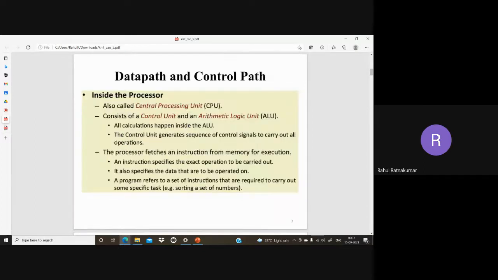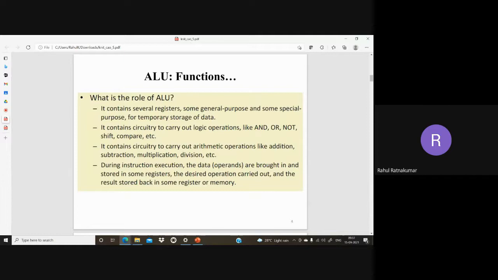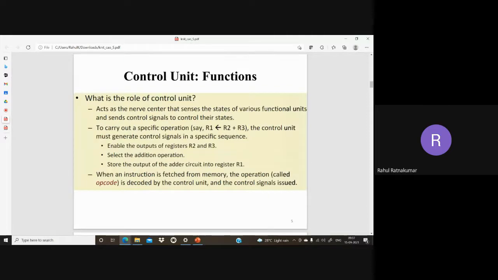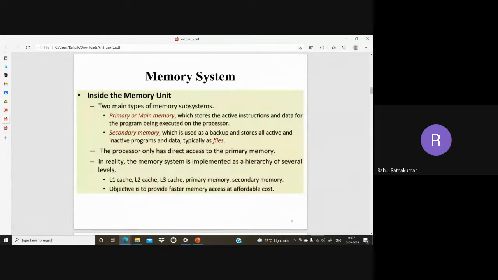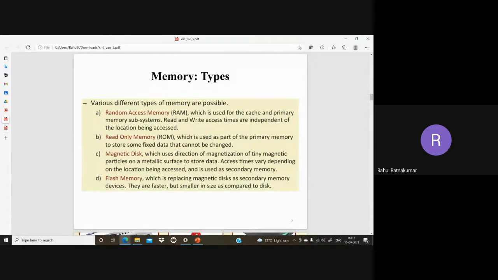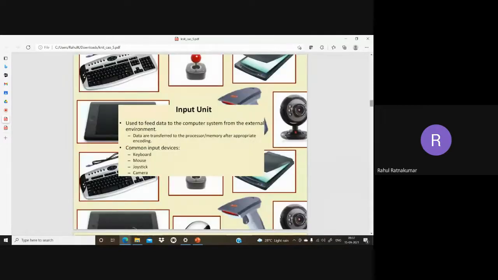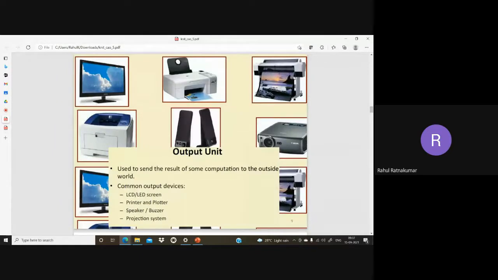We have the functions of the data path and control path, the role of the ALU, and the functions of a control unit. We discussed how it controls the data path: movement of data within the data path, execution, bus transfer, data transfer, etc. And there are different types of memory, primary, secondary, magnetic disk, and flash memory these days. And we discussed the input output unit.